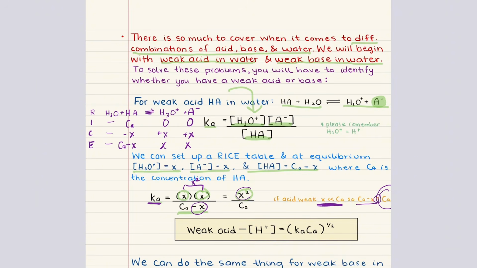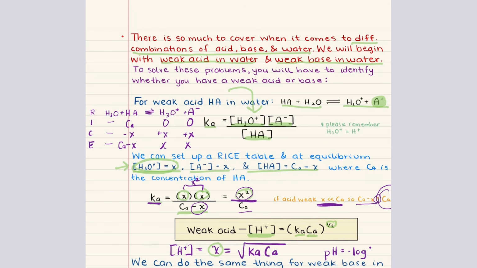Ka equals X squared over C_A, which rearranges to X equals the square root of Ka times C_A. Remember that X here is the hydronium concentration, so we can write a useful shortcut. For a weak acid in water, the hydronium concentration equals the square root of Ka times the initial acid concentration. And from there, pH is simply the negative log of that hydronium concentration.